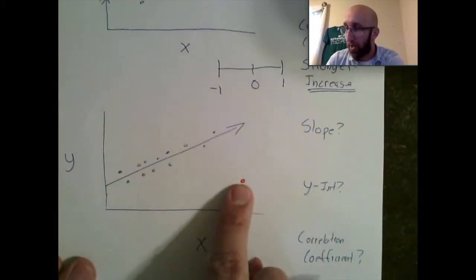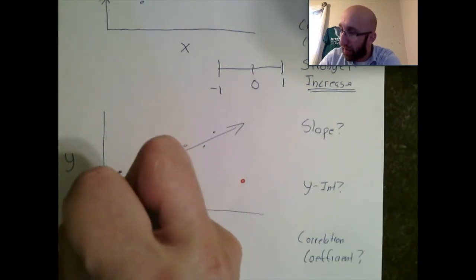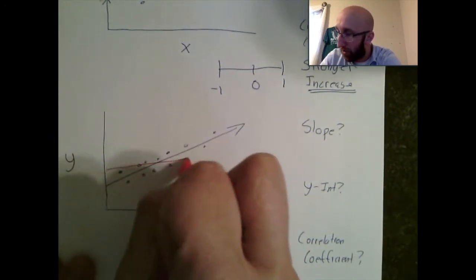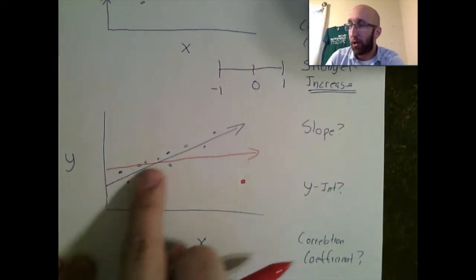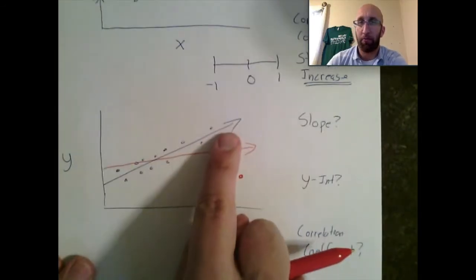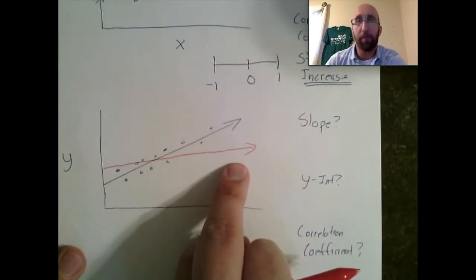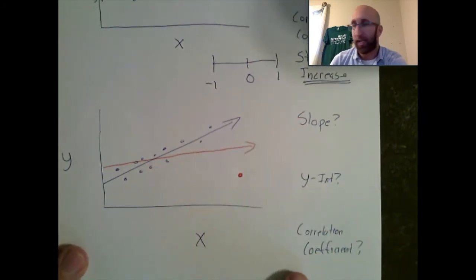So if I added a point down here, my line's probably going to change a little bit. I'm still going to have to try and fit as many points as possible, but I might do something like this instead to try and fit every single data point. So even looking at it, going from my blue line to my red line, there was a pretty drastic change there. So let's go through and see what exactly changed here.